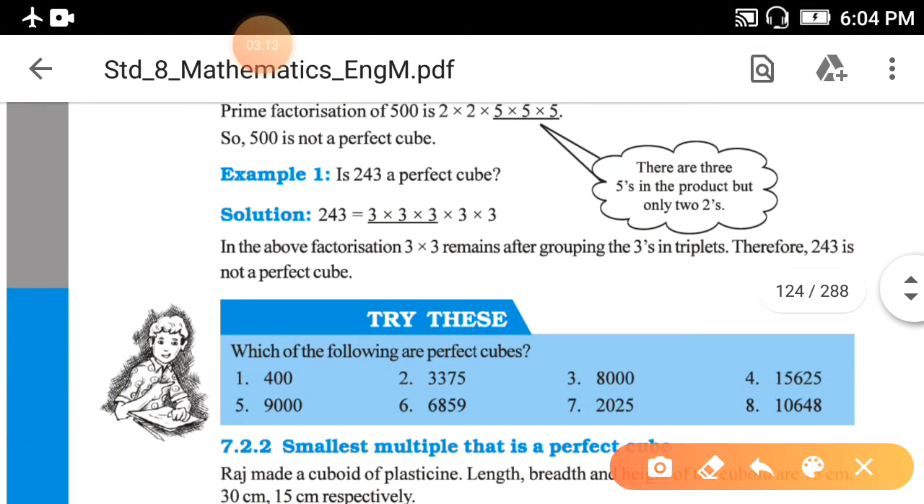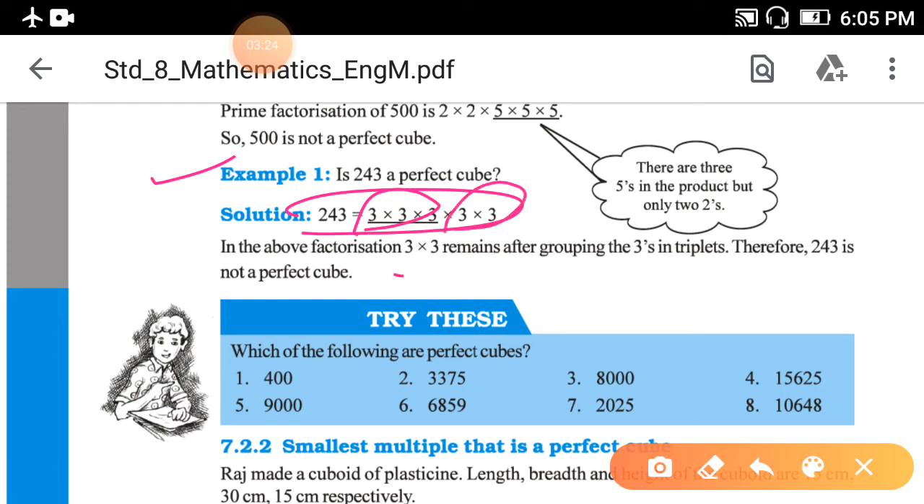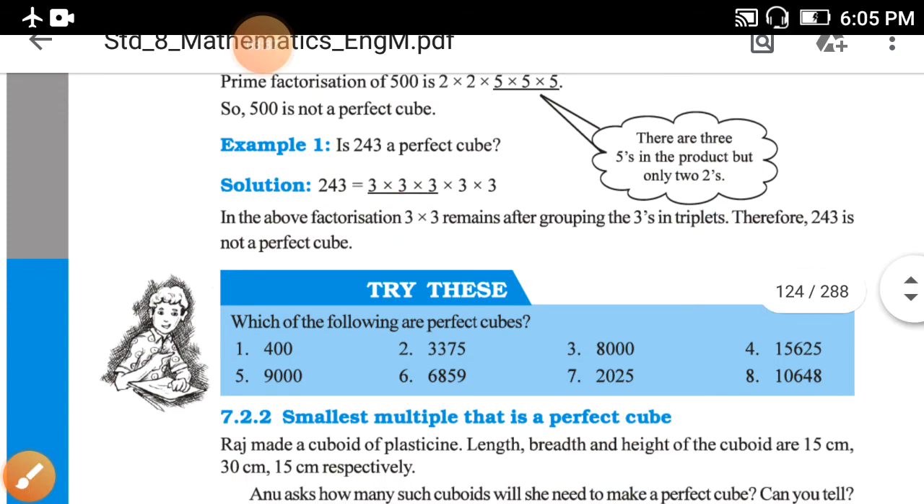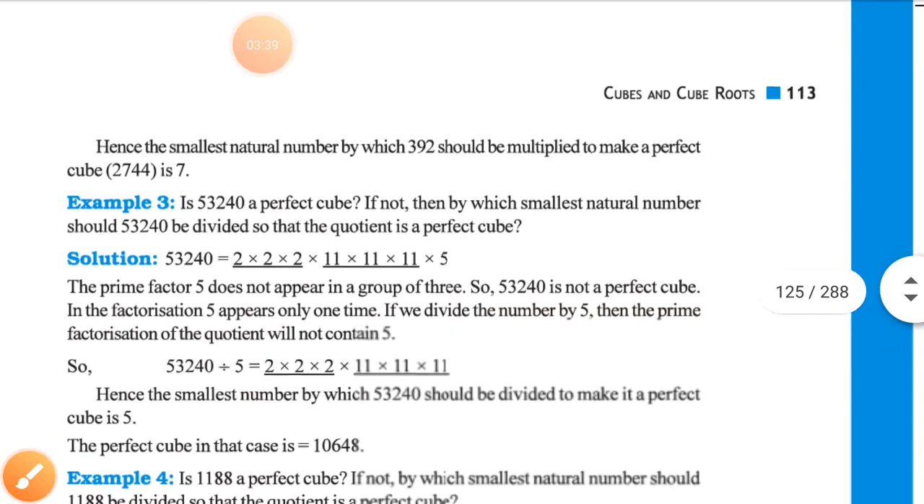See, this example number 1: is 243 a perfect cube? So here prime factors are given. In this factorization you can see the first group is completed. In the second group, 3 into 3 remains after grouping the 3s in triples. So you have to group these factors in triples. If it is incomplete, then the given number is not a perfect cube.